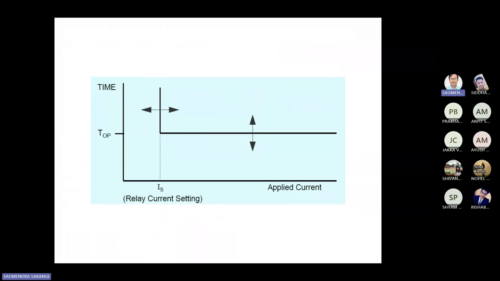So now this is the characteristic of a relay. If you observe, we have the pickup current, and this is the time of operation. Whenever the current increases above the pickup value, it will operate within a minimum time. This is called a definite minimum time relay. Okay, definite minimum time relay.